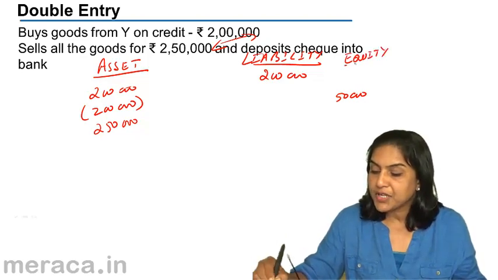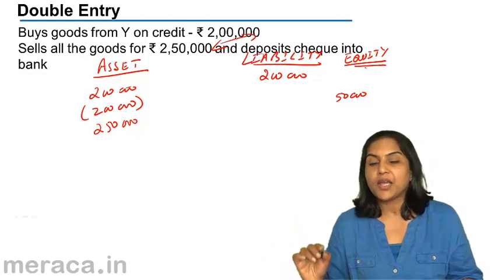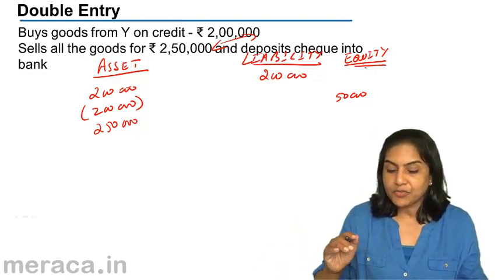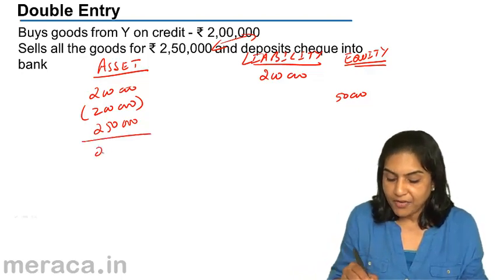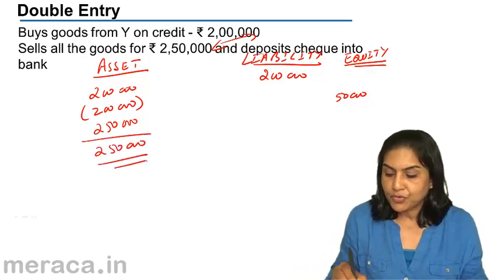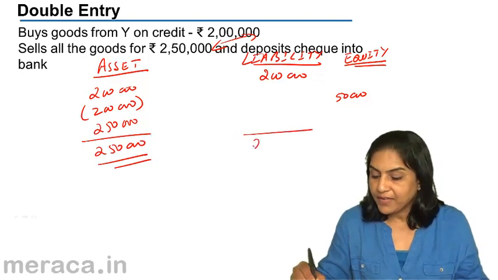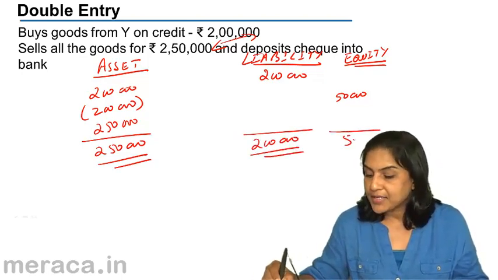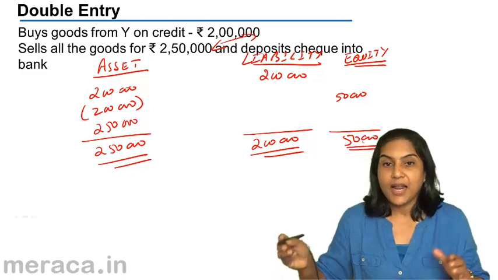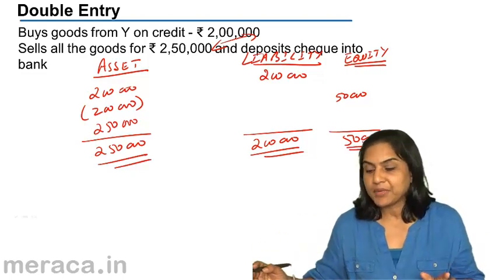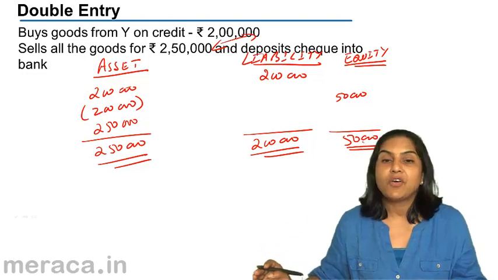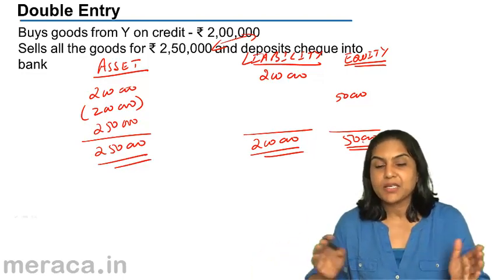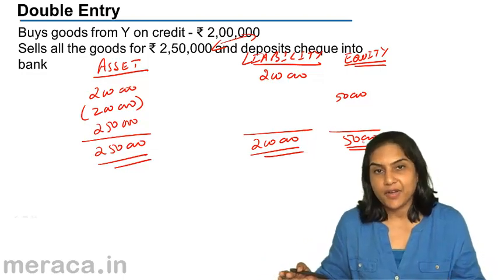So when profit is made, it is transferred to the proprietor's account. So as a result of these transactions, we now have a bank balance asset of 2 lakh 50,000. We have a liability to a creditor for 2 lakh and capital, liability to the owner, which is capital or equity of 50,000. Again, the double entry dual aspect is satisfied.